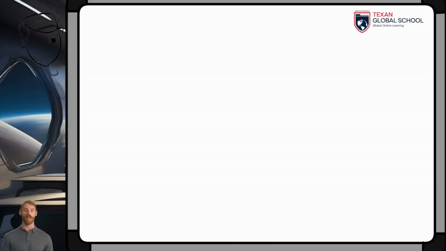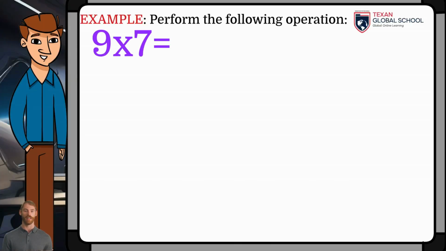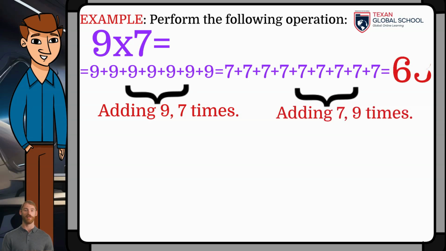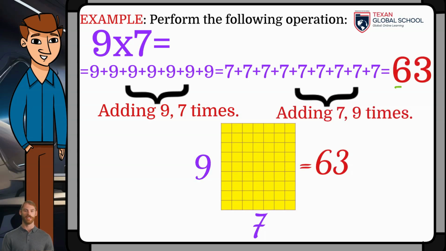Now, multiply 9 by 7. We add 9 7 times. Or we add 7 9 times. Therefore, 9 times 7 is 63. The model represents 9 rows by 7 columns. So, we have 63 ones. Hence, we can conclude that 9 times 7 is 63.